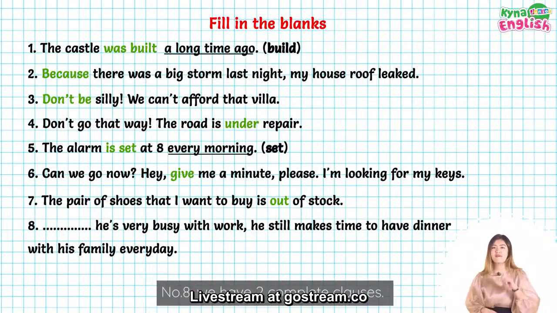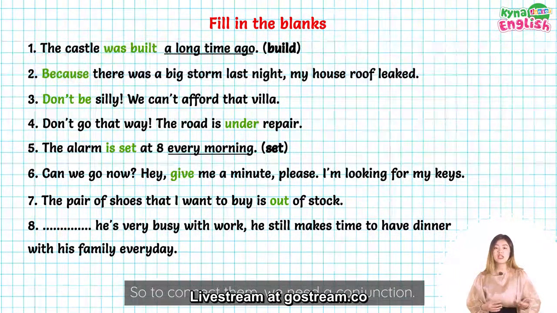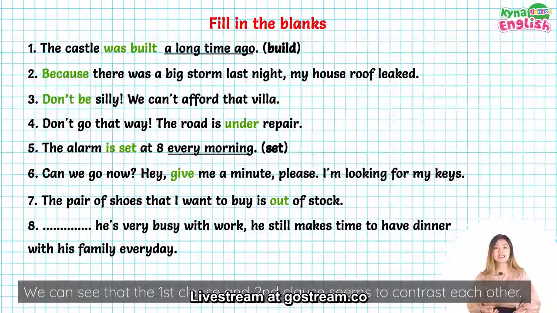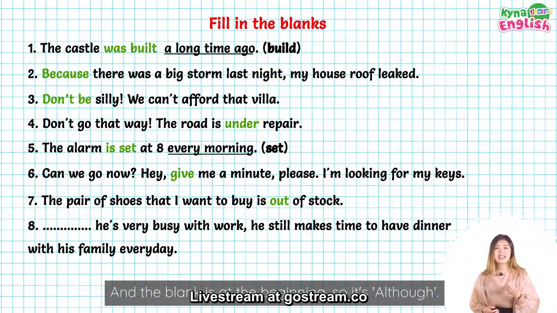Number 8, we have 2 complete clauses. So to connect them, we need a conjunction. We can see that the first clause and the second clause seem to contrast each other. And the blank is at the beginning, so it's although.